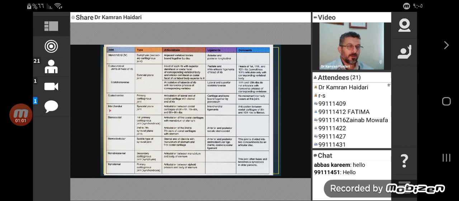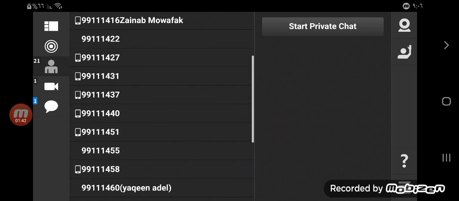The synovial is the plane, and another thing is the interchondral joint. For example, between the costal cartilages between the 7th and the 8th ribs is a synovial plane joint, and some of them are cartilaginous, like the costochondral junction, and you can see there are cartilages.